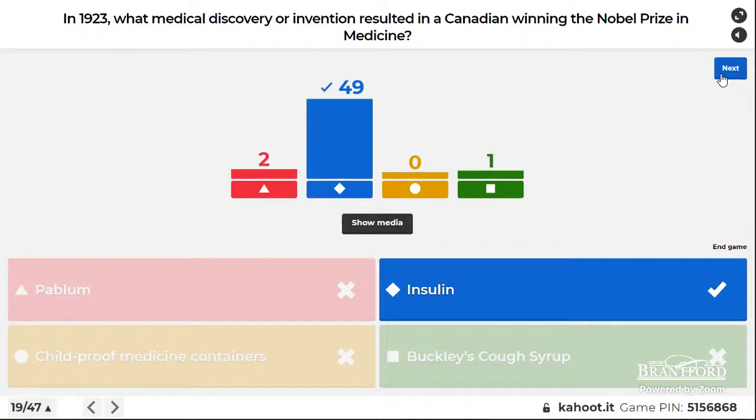Yes, looks like the majority of people got that correct. It was a proud moment in Canadian history and still is. It was the discovery of insulin. So though all answers were indeed Canadian, it was Frederick Banting who was one of the two men who did receive the prize in medicine that year as co-discoverers of it.